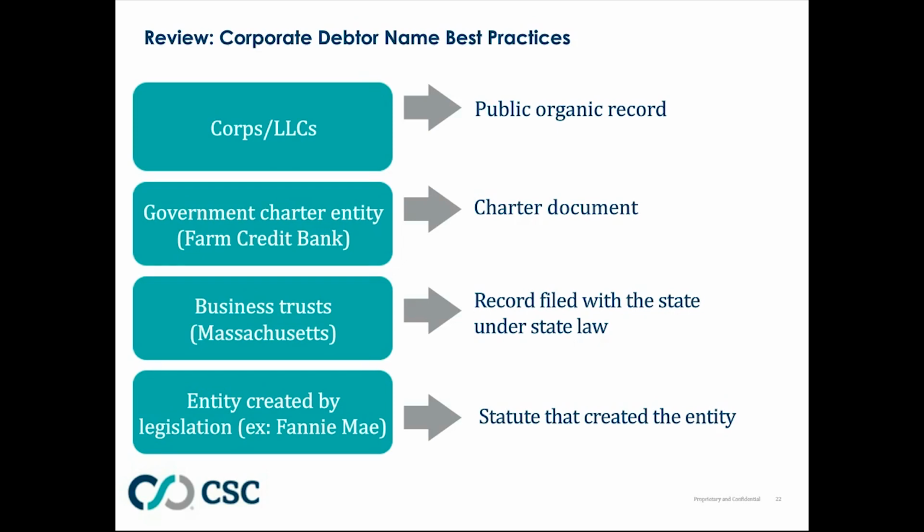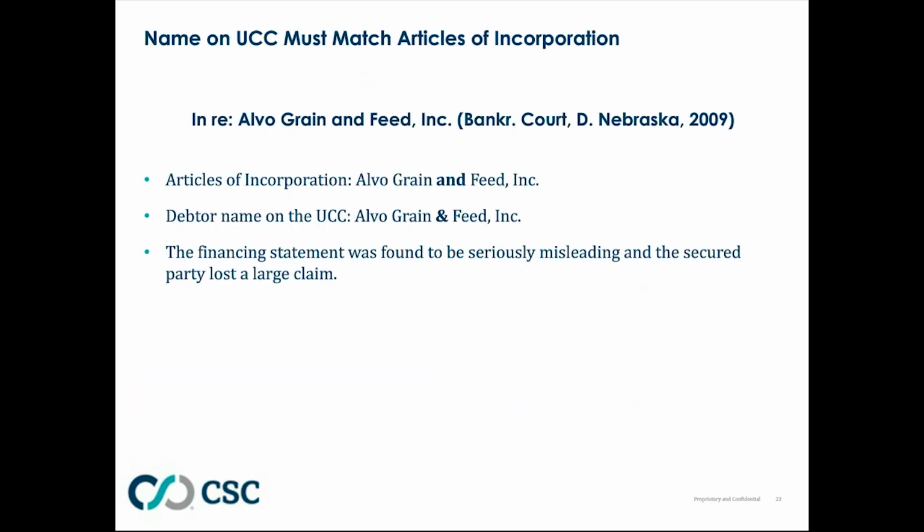The name on the UCC must match the articles of incorporation. So this is very important. In fact, there's another case here, another example of why it has to match the articles of incorporation. Sometimes even something very small can have a very large impact. For example, according to the articles of incorporation, the name was Alvo Grain and Feed Incorporated. But it was filed with the debtor name on the UCC as Alvo Grain & Feed Incorporated. As a result, the financing statement was found to be seriously misleading, and the secured party lost a large claim. Something as small as an ampersand difference can leave your UCC filing unperfected.